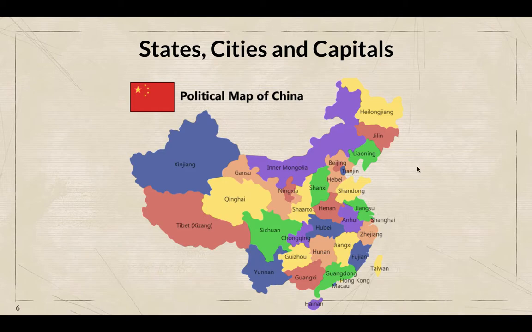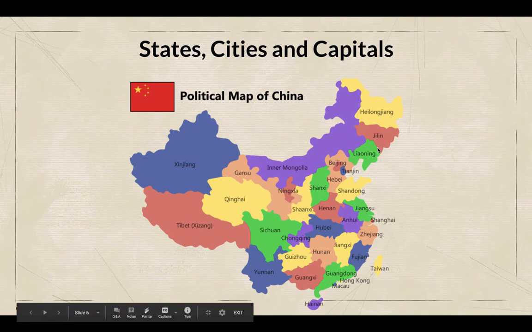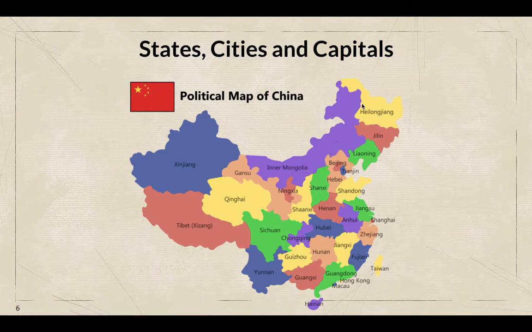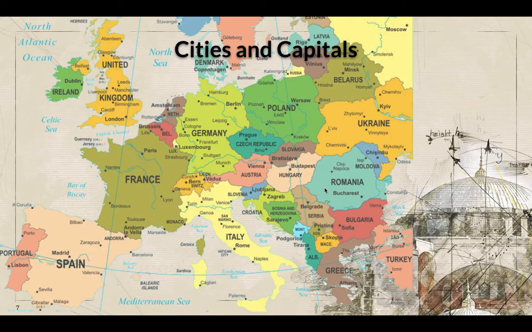All right, and a political map also looks at the states and the cities and capitals of a country. So here's the country of China, and these are all of the states or provinces of China. A political map, let's see, here's another example. Here are the countries and cities and capitals of Europe. So we see here the countries.